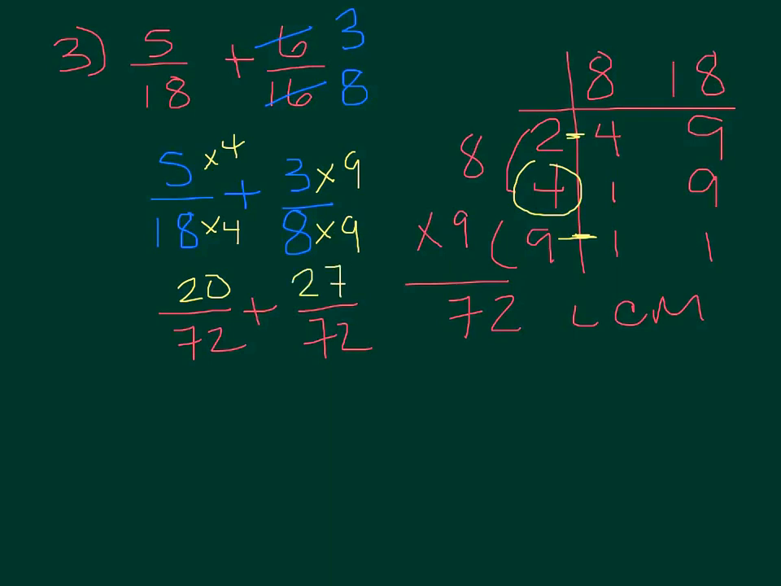27. Can you see here that if we have the 8 is 2 times 4, the only one missing will be the 9. So that's why I'm multiplying here times 9. And I get 27. Now, if I am to add these two, my answer will be 47 over 72. And this is my final answer. There is no way I can simplify or make up more into the lowest terms these two.